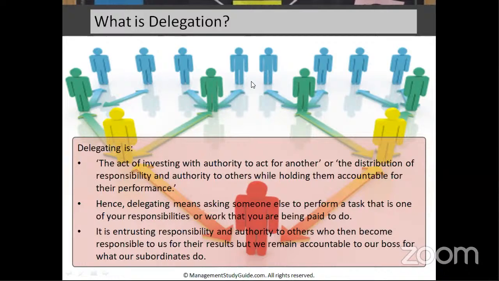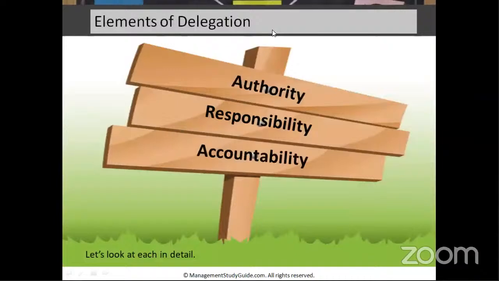Hence, delegating means asking someone else to perform a task that is one of your responsibilities or work that you are being paid to do. It is entrusting responsibility and authority to others, who then become responsible to us for their results, but we will remain accountable to our boss for what our subordinates do. So in accountability, as you are delegating, you are also sharing the responsibility of whatever the outcome is.